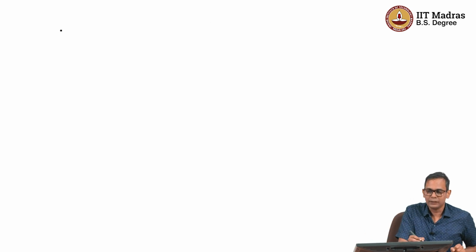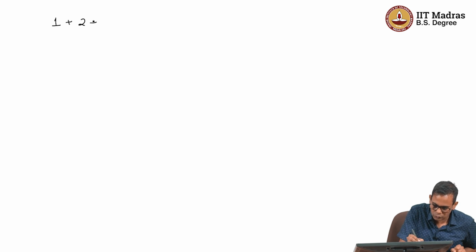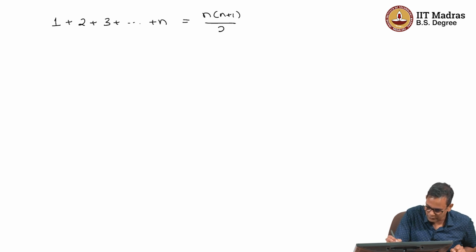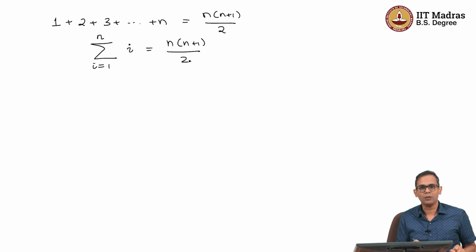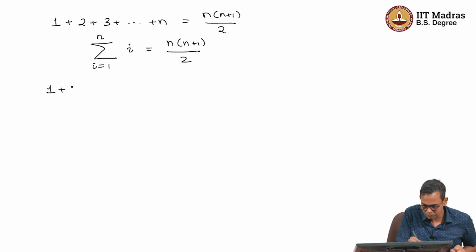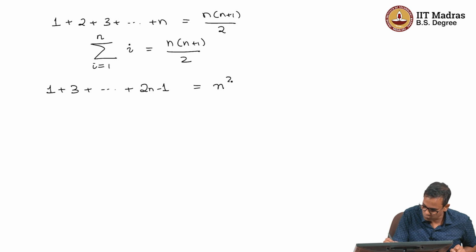So, what we proved earlier today with Viswanath was the formula 1 plus 2 plus 3 plus dot dot dot all the way up to n is n into n plus 1 divided by 2. I can write this as the summation i goes from 1 to n of i is equal to n into n plus 1 by 2. Another formula we proved was 1 plus 3 plus dot dot dot up to 2n minus 1 is equal to n squared.